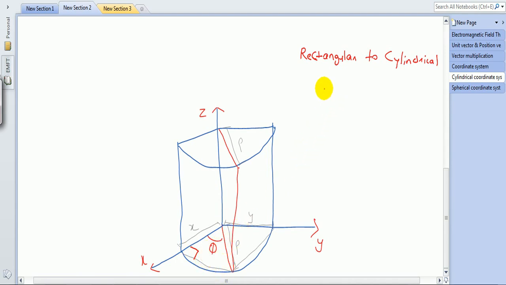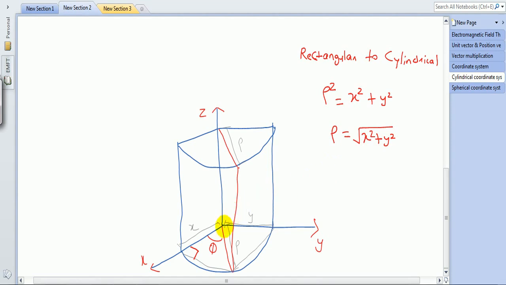So using the Pythagoras theorem, it will be rho square equals x square plus y square, or we can write rho equals under root of x square plus y square. Since it is the radius, it cannot be negative. So rho equals under root of x square plus y square. We are considering only the positive value.